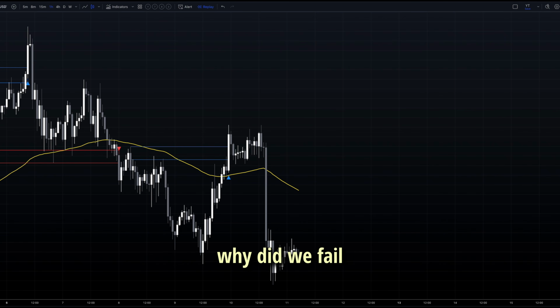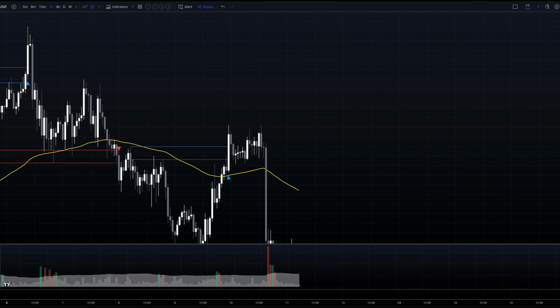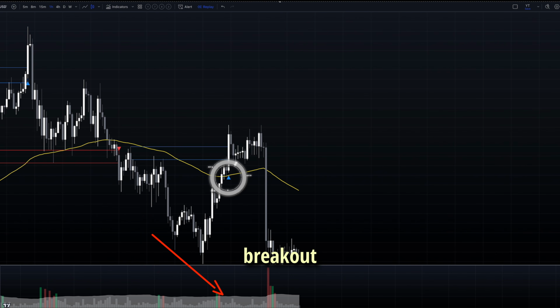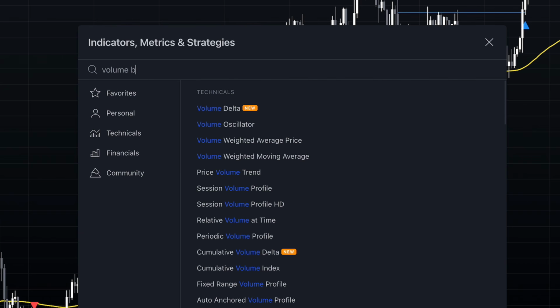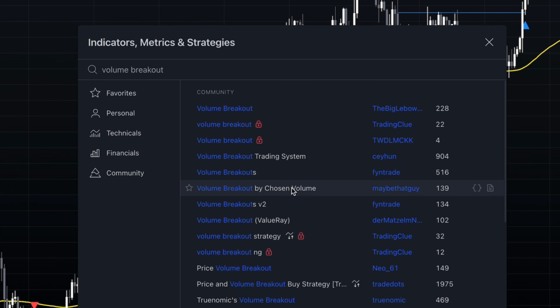What's missing and why did we fail? The answer is volume. There was no volume accompanying this breakout. Our third indicator complements this strategy very well. It's called Volume Breakout Indicator by TradeStation.